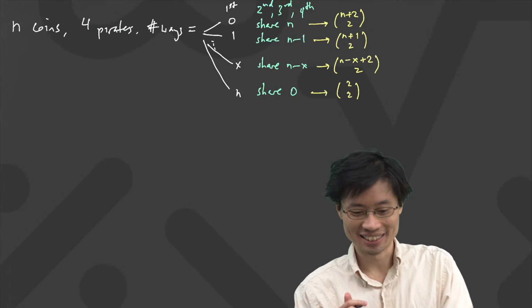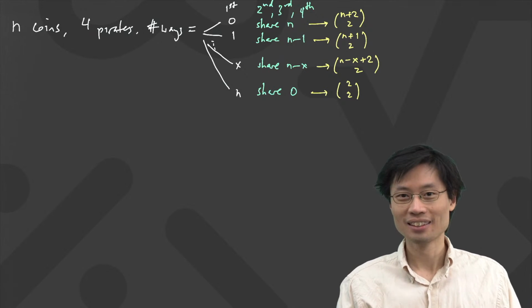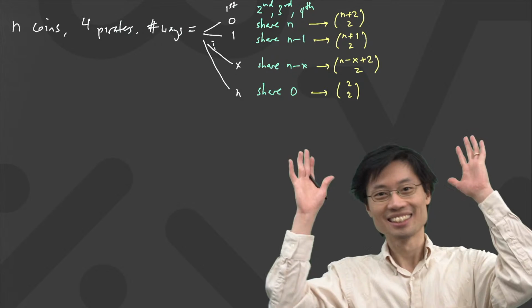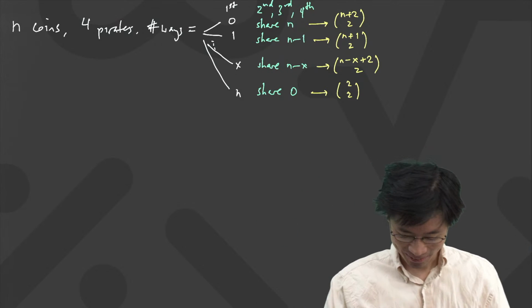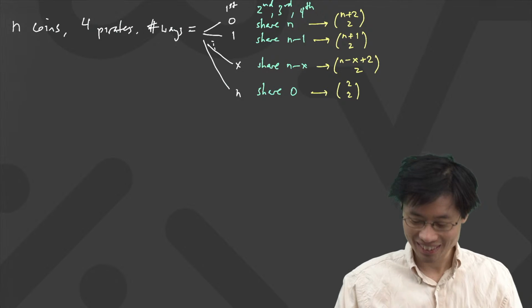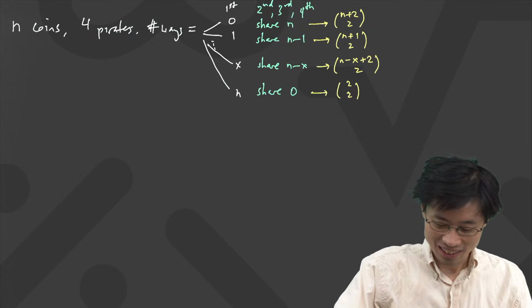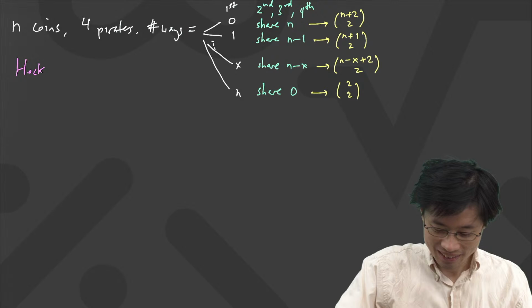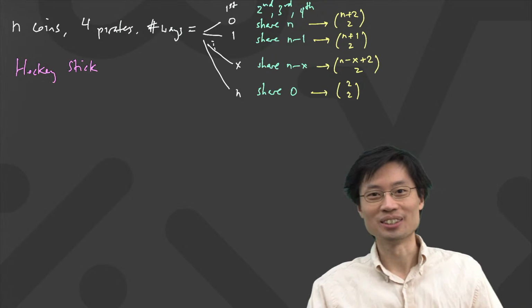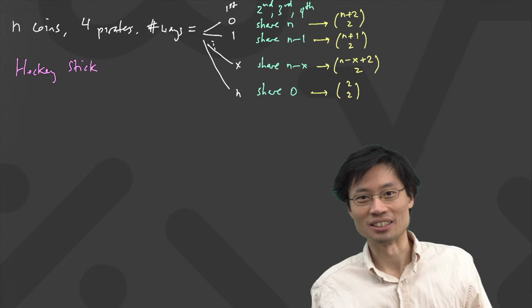Advait, what did you want to say? I was going to say, I'm pretty sure there are a ton of identities that look just like this, and they're collectively given the name the hockey stick identity. Hockey stick. What hockey stick? I don't see any hockey, although it is pretty cold in some parts of the country.